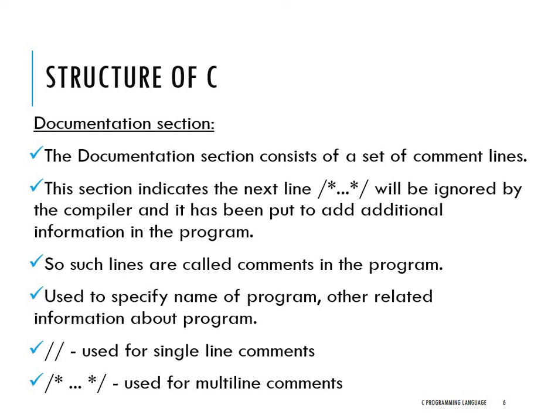So these two will indicate comment lines. If you want to write any information about the program, we can use these single line comments or multi-line comments. The compiler will ignore these lines because these are comment lines, so they will not be executed. This is only information about the program. If you want to write any information related to that program, like the name of the program or any other information, we can use this documentation section. This documentation section will be ignored by the compiler.